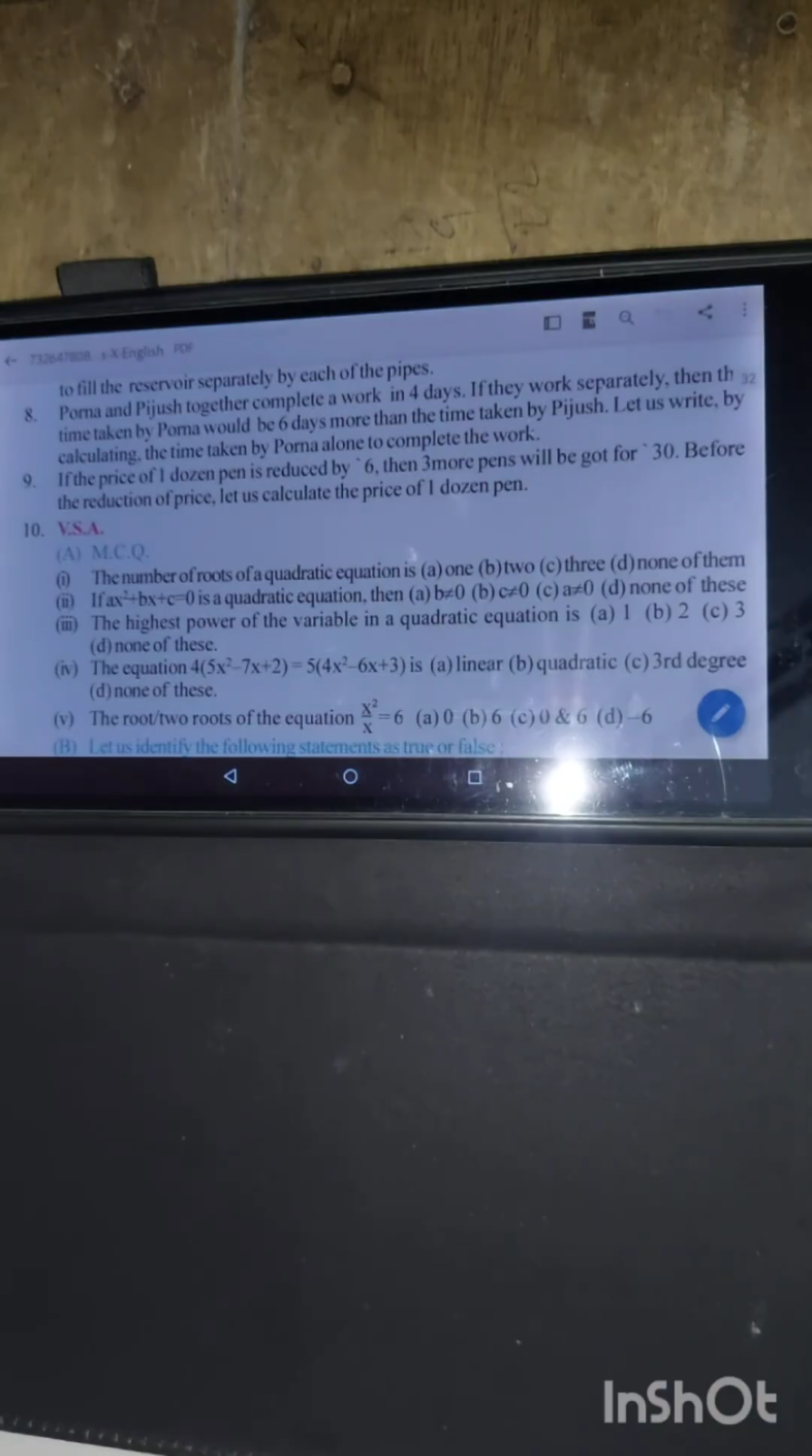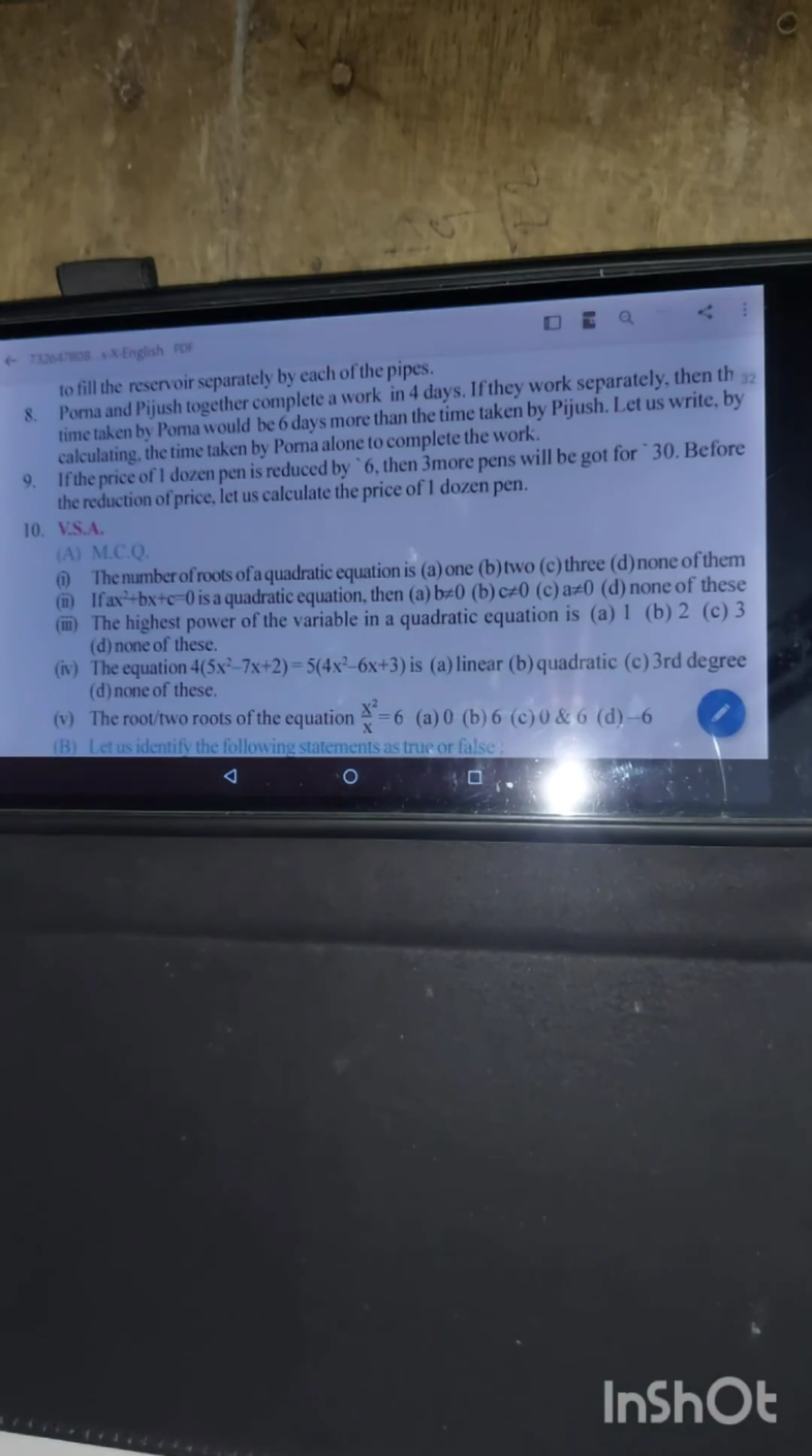Let us read what question number 9 says. If the price of 1 dozen pens is reduced by 6, then 3 more pens will be got for rupees 30. Before the reduction of price, let us calculate the price of 1 dozen pens.